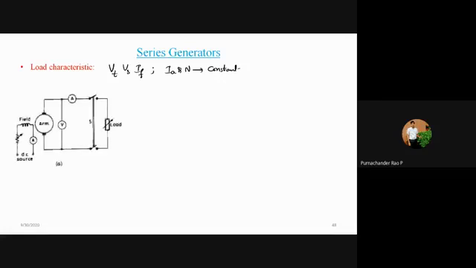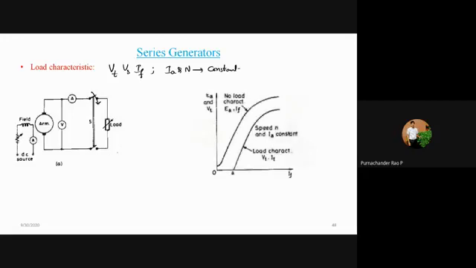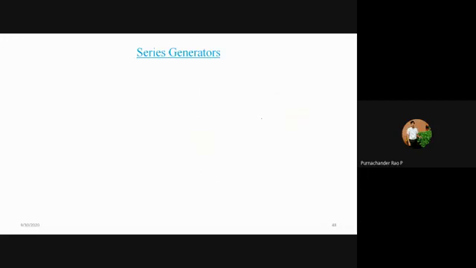In this also, the machine will be run as a separately excited generator, and now the load will be closed. Once it builds up the voltage, initially the field winding is run as a separately excited machine. Once the voltage buildup takes place, it will be connected and the switch is closed. Now you can take the characteristics. This is also similar to what we discussed for shunt and separately excited generators, so I'm not going into detail about this now.